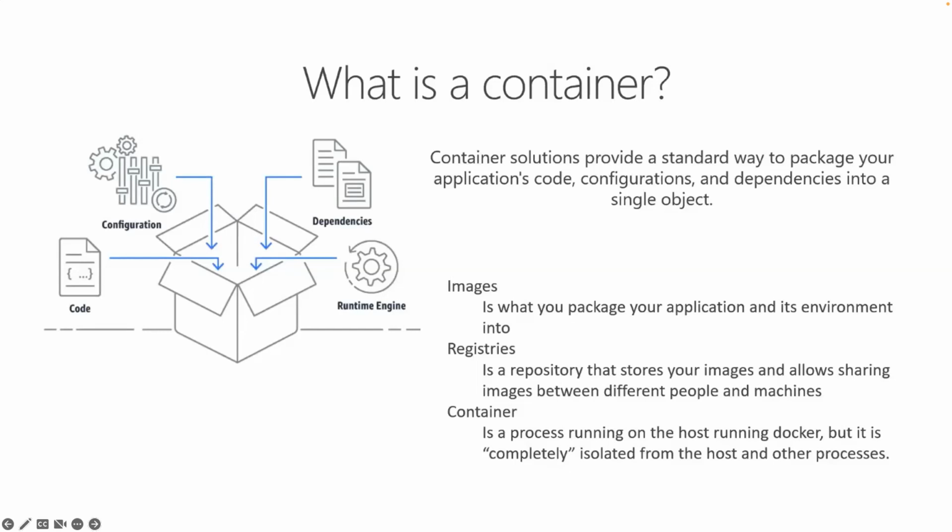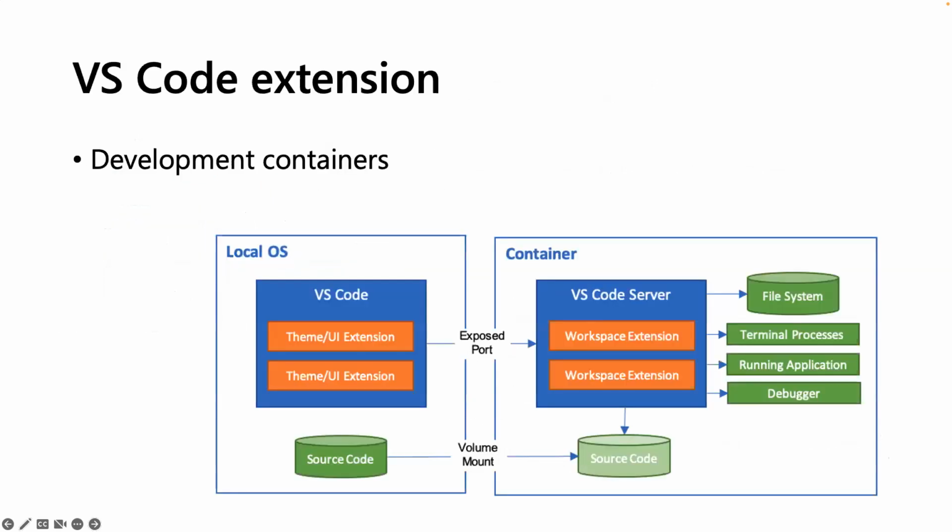So the last piece of theory before we dive into the demos is the VS Code extension. Here you can see how the architecture looks. The local operating system is your laptop typically, or your workstation where you have installed VS Code. When a container is being created, a small VS Code server-side component is dynamically injected into the container, making it possible for the local VS Code to communicate with the container and look into the file system, see the processes that are running, attach to the debugger, and so forth.